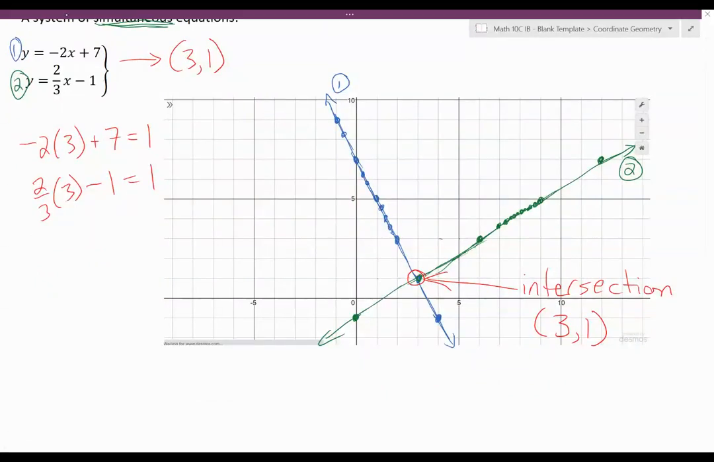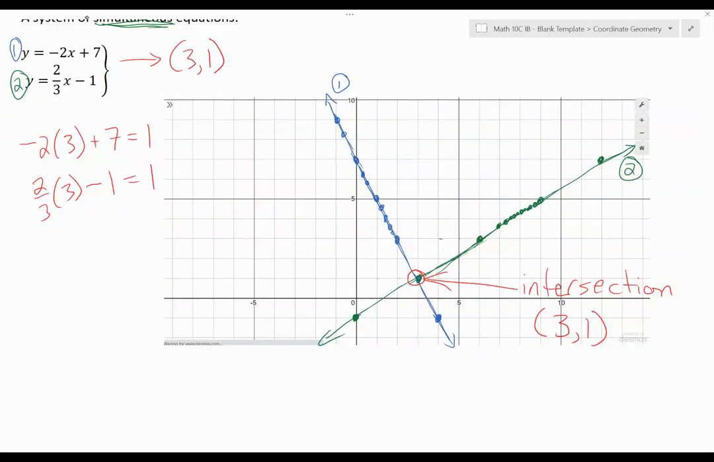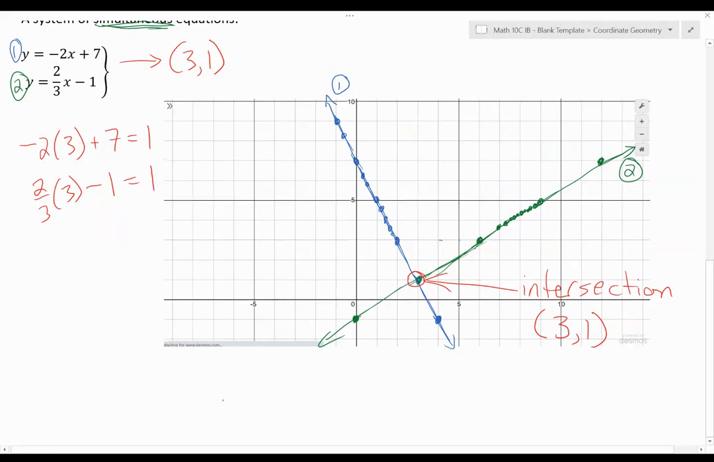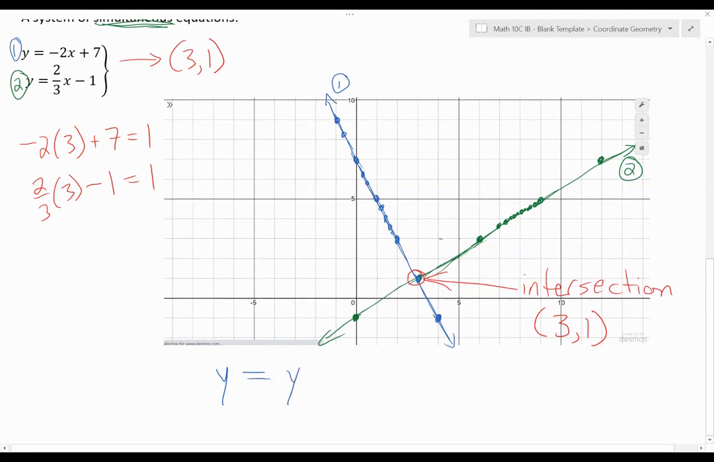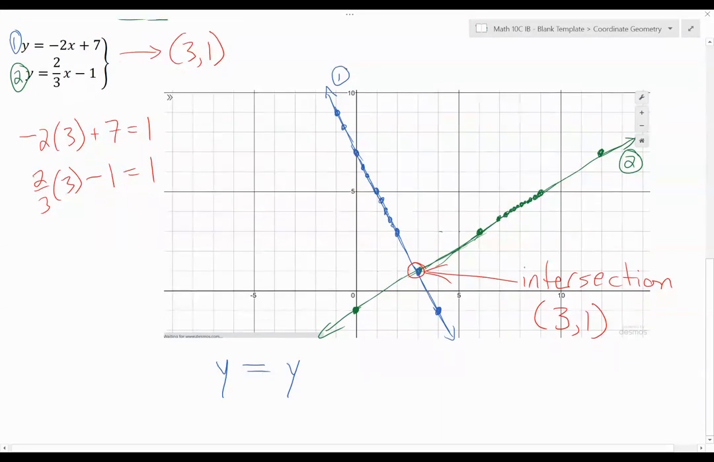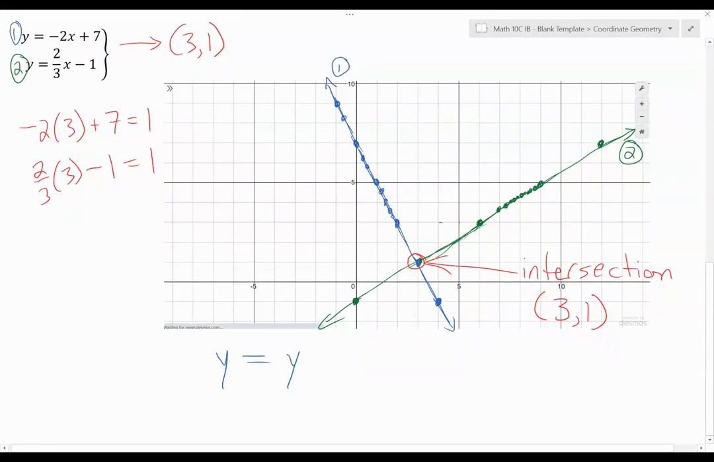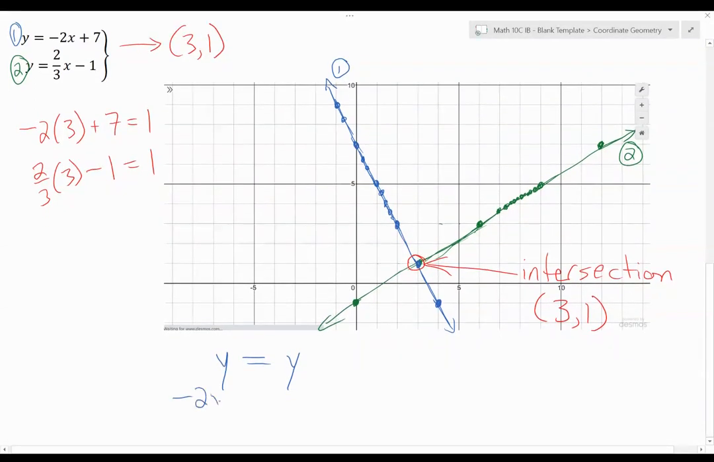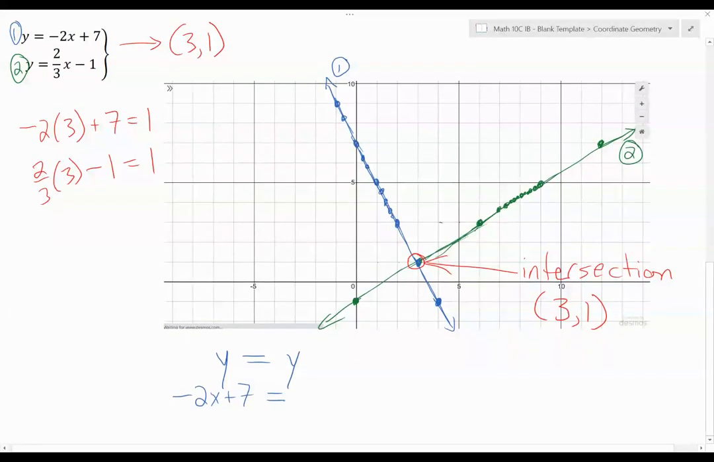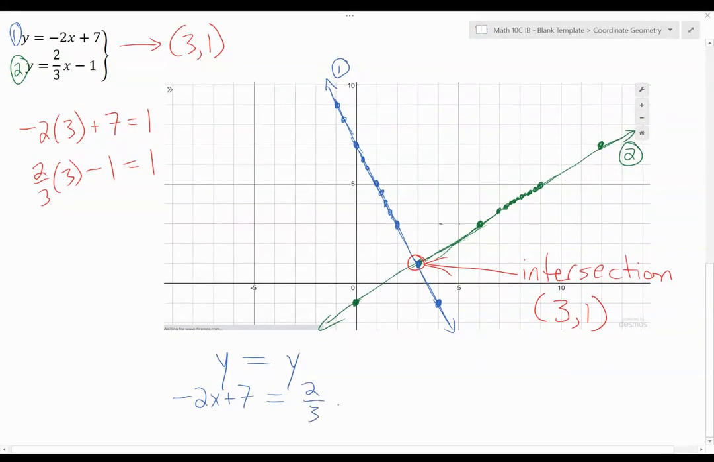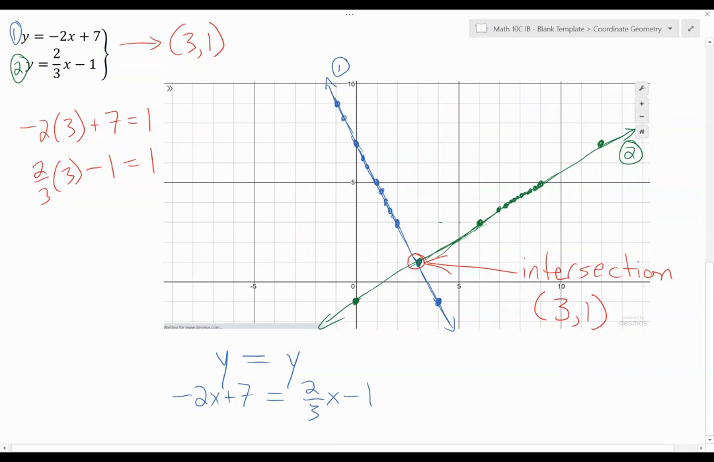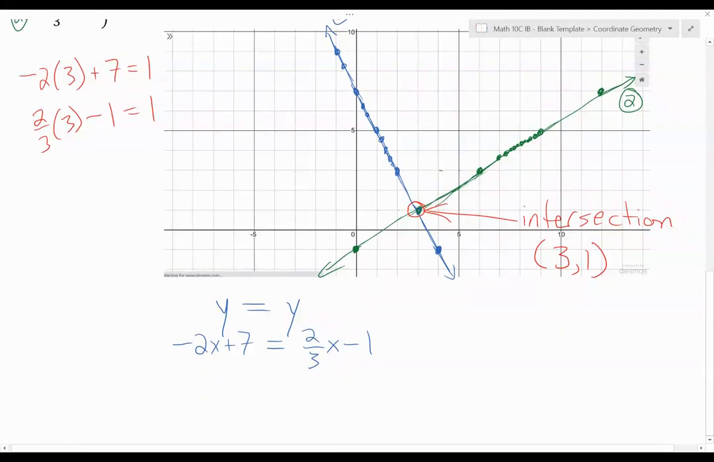Algebraically, I can use the fact that I know that these two equations have to be true at the same time. So in other words, they're talking about the same value of x and the same value of y. And since I know that y equals y, it's just a reflexive property, it's sort of self-evident, I can essentially substitute in the fact that I know that y equals negative 2x plus 7, but I also know that y equals 2/3 x minus 1. Those things have to be true because it's the same value of x. So now this is an equation I can solve.